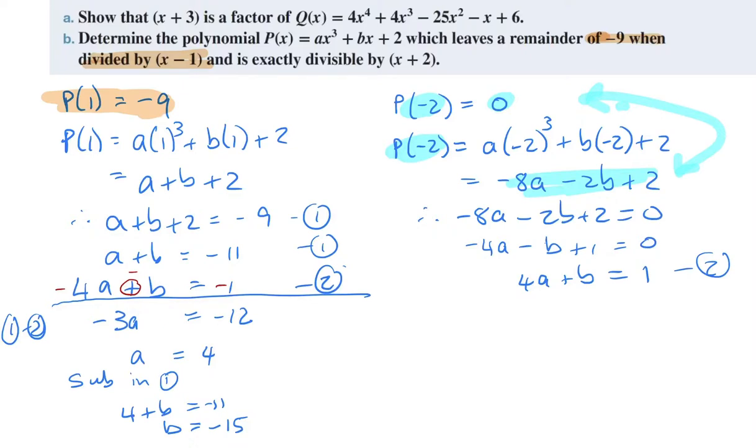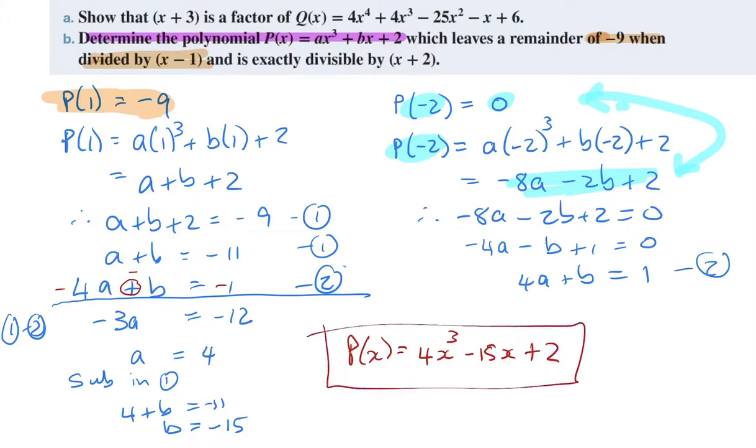Just to make sure that we answer the question asked, determine the polynomial. Okay, so the polynomial p(x) equals a x cubed. What is a? a is 4, so it's 4x cubed. b is negative 15, so it's negative 15x plus 2. And that is my final answer.